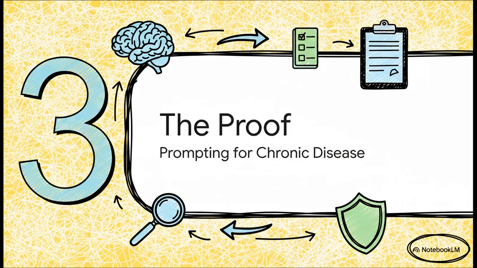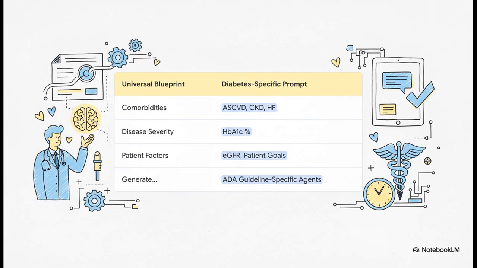Okay, so that all sounds good in theory, but how does this universal blueprint actually hold up in a messy, complex, real-world situation? Let's put it to the test and apply it to managing a chronic disease like type 2 diabetes. So have a look at this. On the left, you've got those general categories from our blueprint. But on the right, you can see how we fill them in with very specific clinical data for a diabetes patient. Comorbidities become specific conditions like ASCVD or heart failure. Disease severity is defined by an actual HbA1c. We even tell the AI to stick to the specific ADA guidelines.